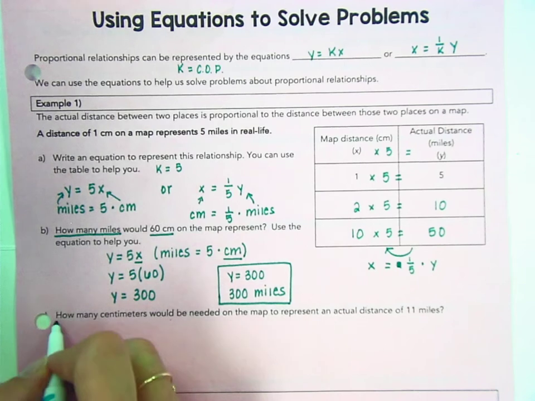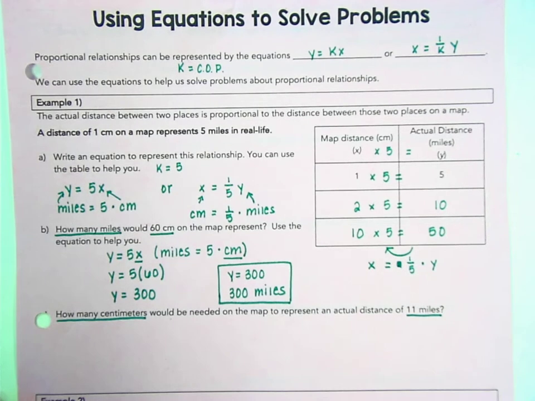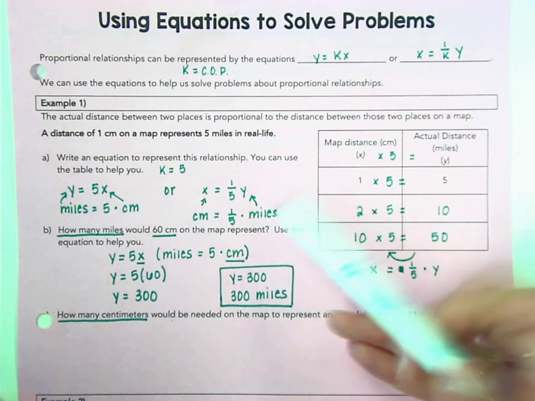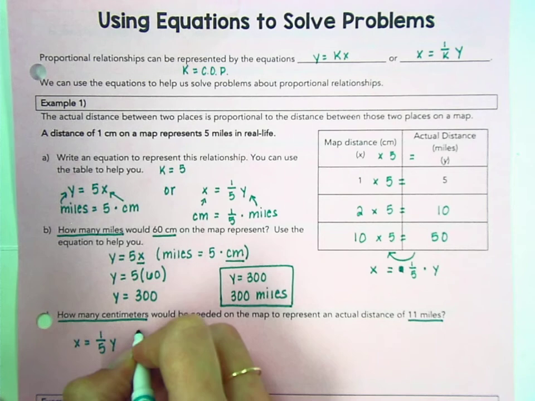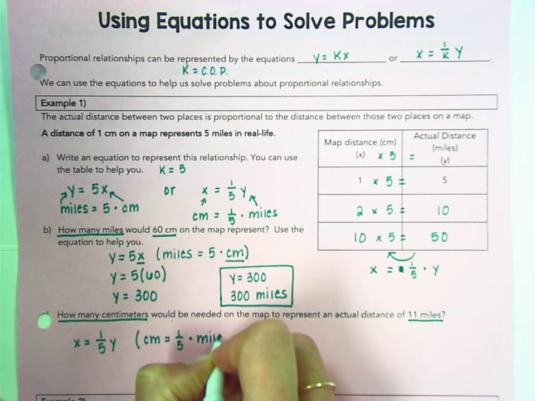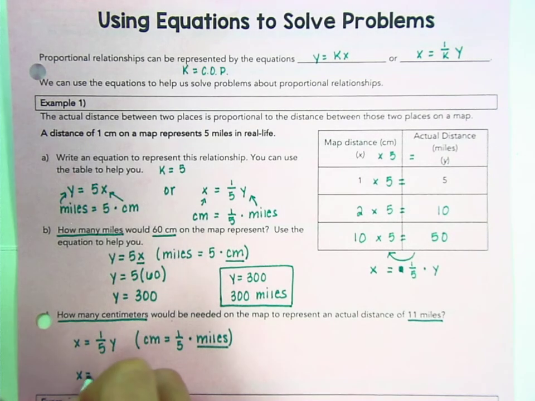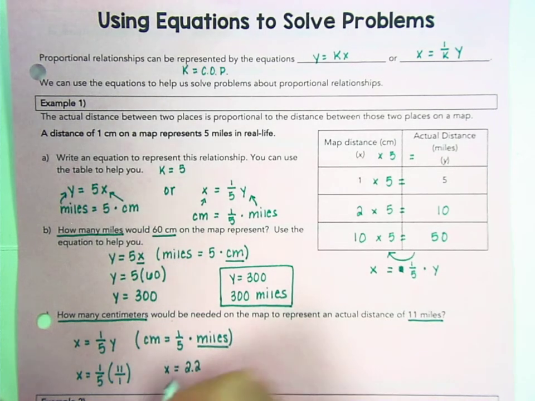In the next problem, I'm asking how many centimeters would be needed on the map to represent an actual distance of 11 miles. So if I want to find the number of centimeters, I'm going to know that to find centimeters, I have to multiply 1/5 times the number of miles. So I'm going to choose to use this second equation. x is equal to 1/5 times y. So to find those centimeters, we're multiplying 1/5 times miles. Because I know the amount of miles here, I can replace miles with 11. So x is equal to 1/5 times 11 over 1, or x is equal to 2 1/5, or 2.2, and we would answer this question saying 2.2 centimeters.